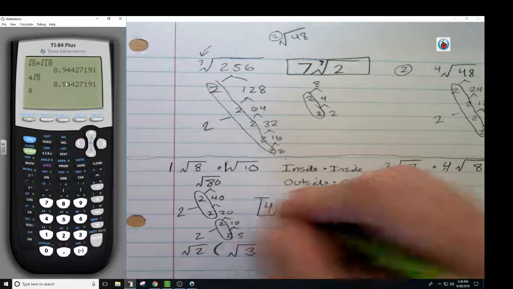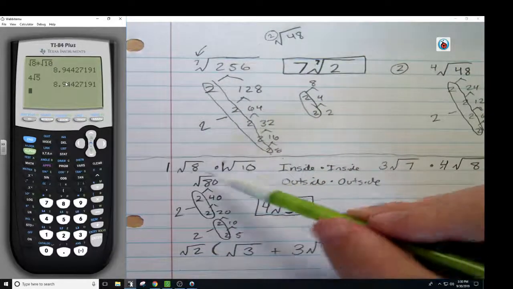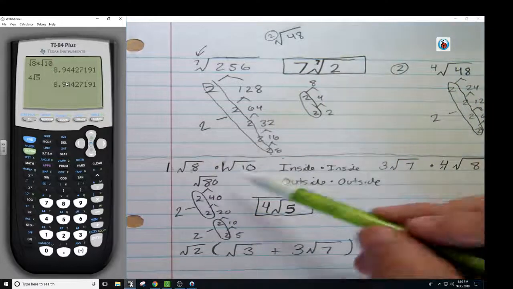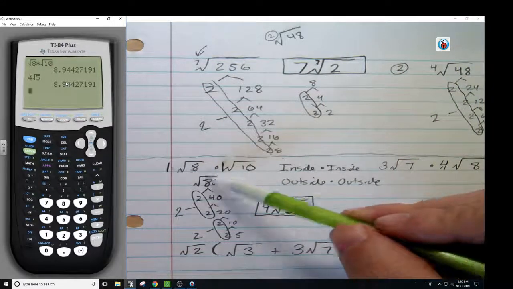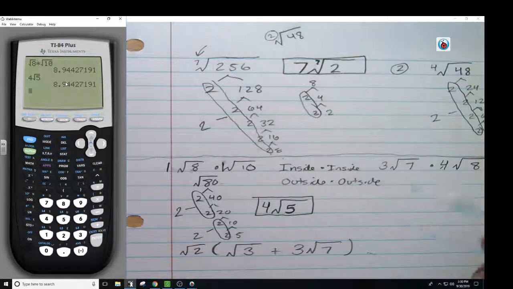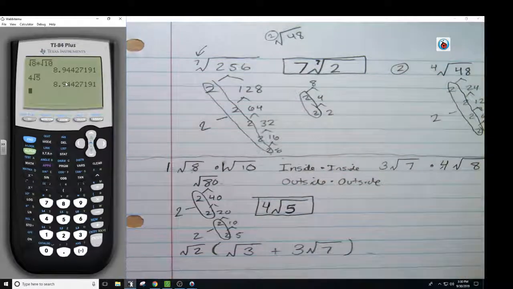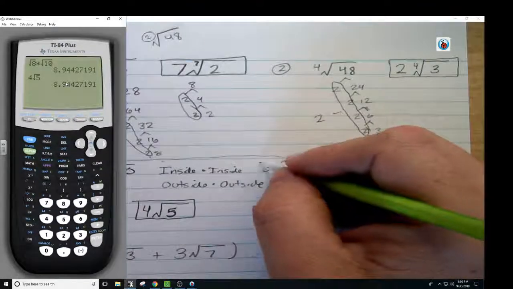Just to recap, multiply inside together, multiply outside. 1 times 1 just gives us 1 on the outside. 8 times 10 gave me 80. Now you can't leave it like this. It's got to be in simplified form. So we broke it down and got 4 square root of 5. Now let's look at the next one.